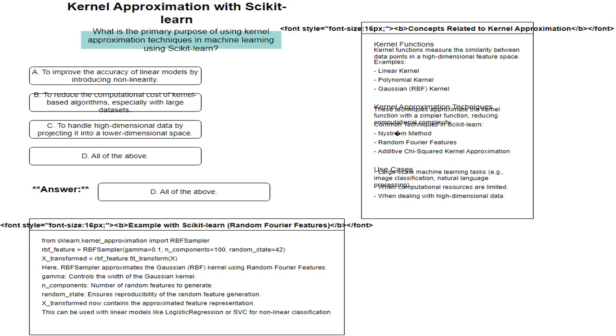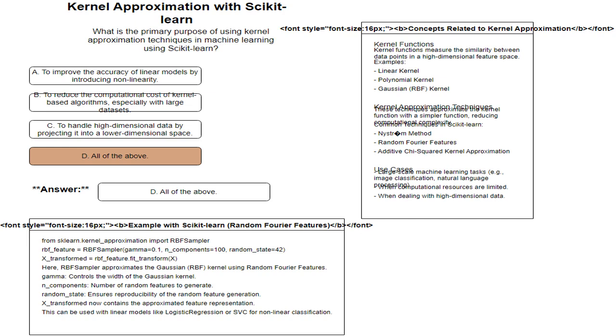What is the primary purpose of using kernel approximation techniques in machine learning using scikit-learn? A. To improve the accuracy of linear models by introducing nonlinearity. B. To reduce the computational cost of kernel-based algorithms, especially with large datasets. C. To handle high-dimensional data by projecting it into a lower-dimensional space. D. All of the above.